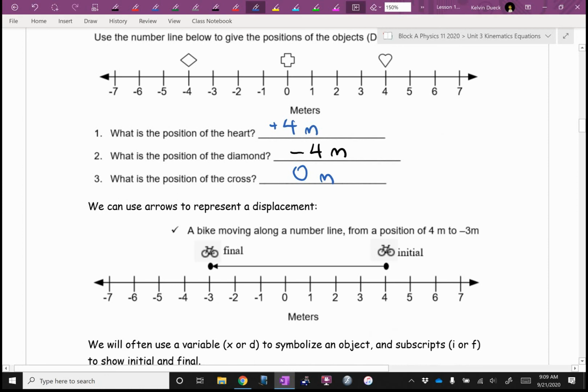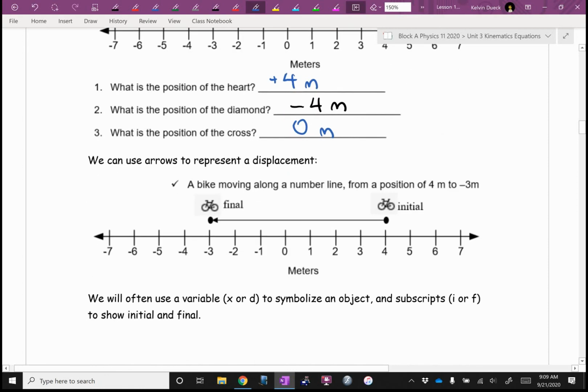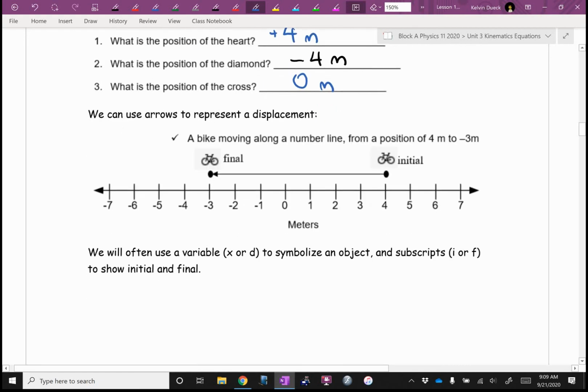So if we have a position, we can use arrows to represent displacement. For example, here is a bike moving along a number line from a position of +4 to -3 meters. We often use a variable, x or d. I prefer d, but in the homework sometimes you'll see x for position, because I'm stealing questions from the internet. And we use subscripts, i for initial and f for final. If I was labeling this particular bike, I might call this x initial, and this x final.